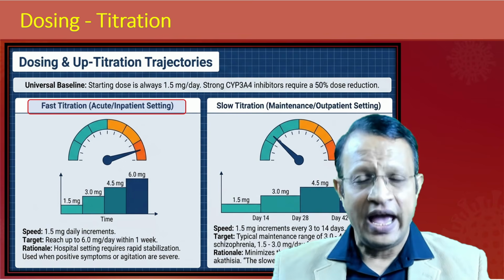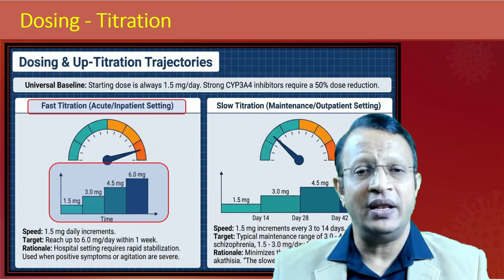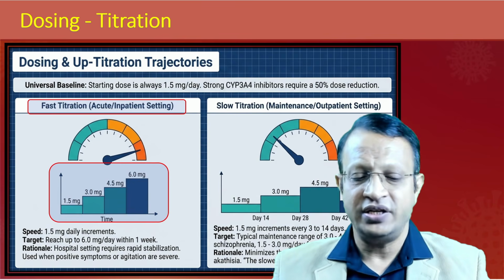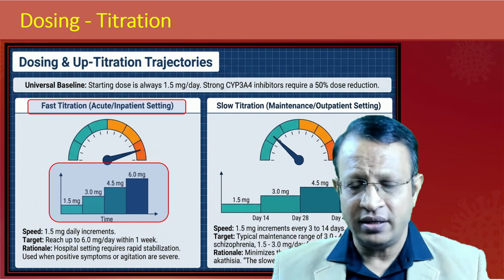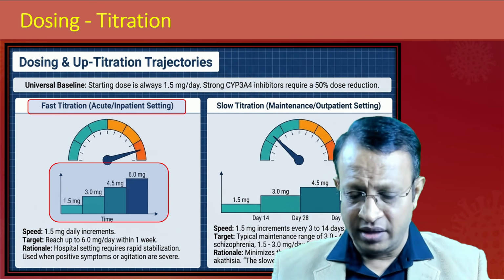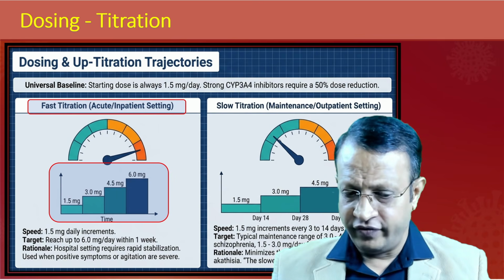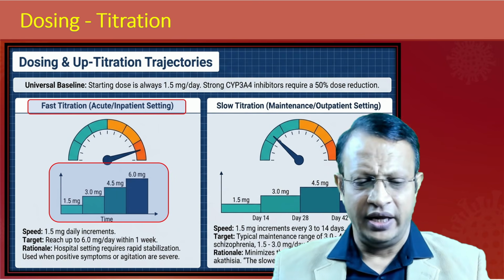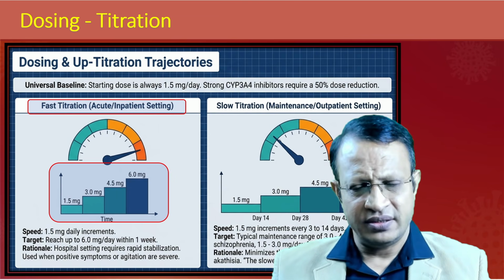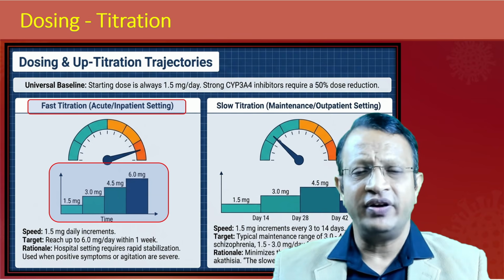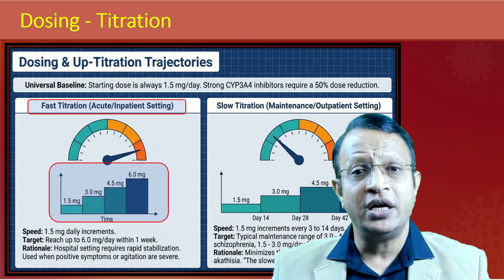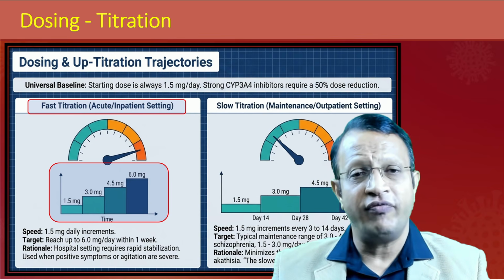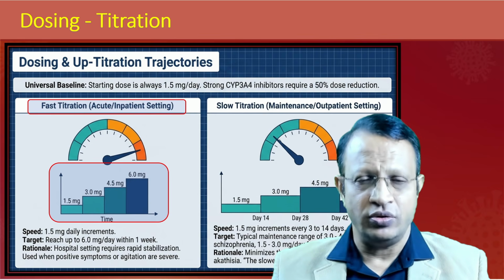What is the dosage? How is it given? Every day, increase 1.5 milligram till we reach 6 milligram. First day, 1.5 milligram, OD in the night. Second day, 3 milligram. Third day, 4.5 milligram. And fourth day, 6 milligram. Because the patient is an inpatient, observe for the side effects, and manage and monitor. That means every day an increment of 1.5 milligram. By the end of 1 week, you are at the highest possible dosage.